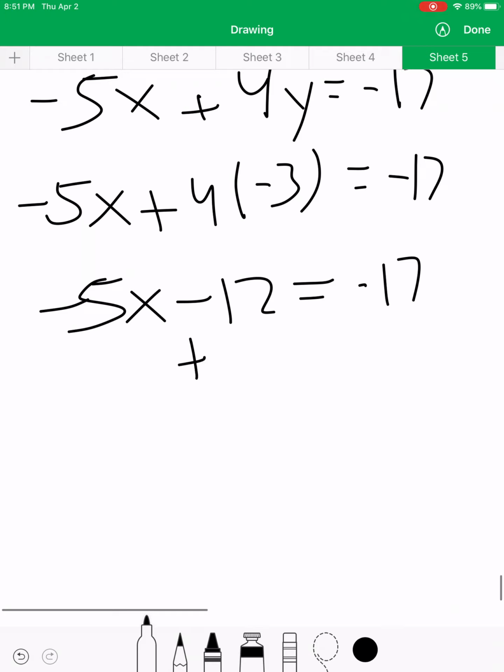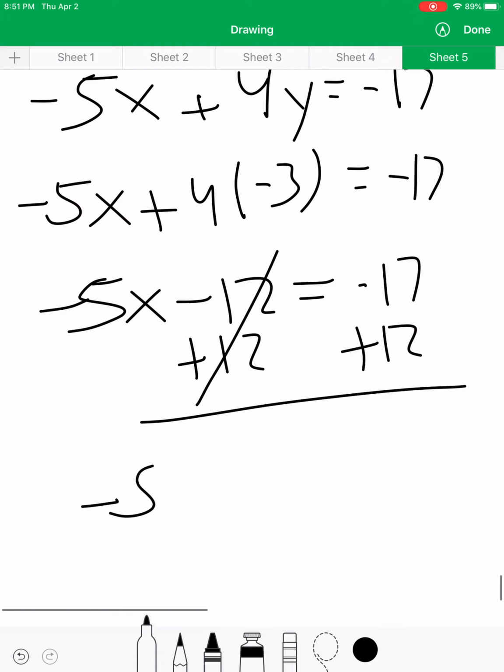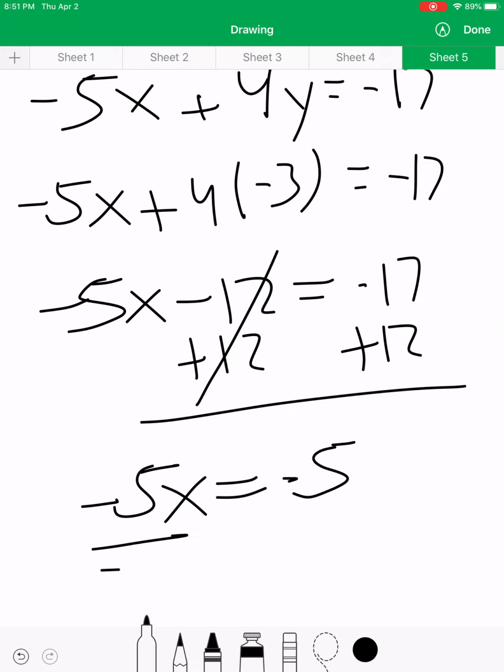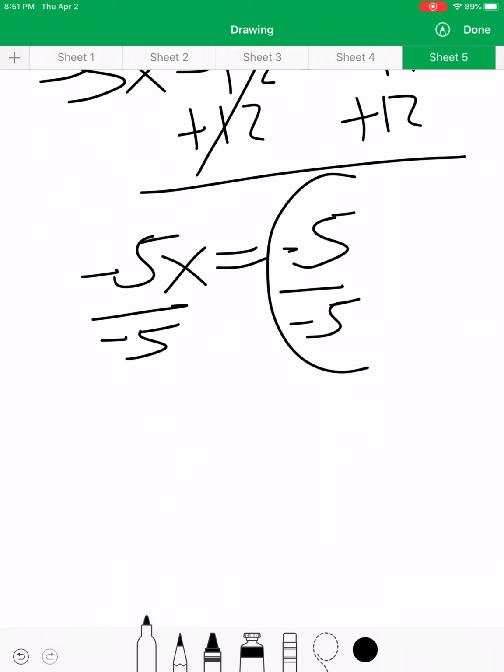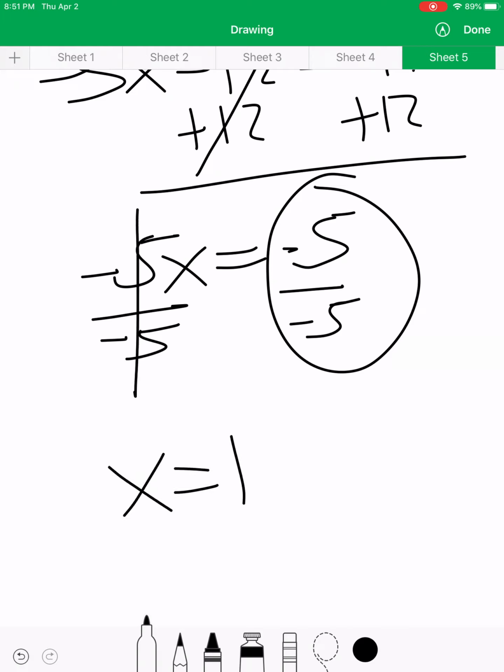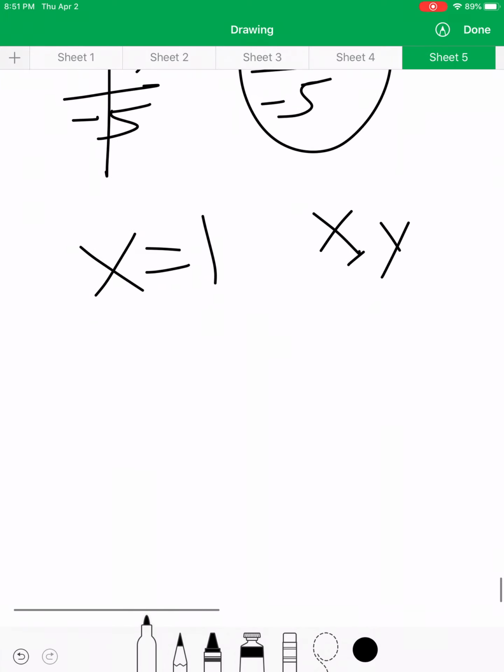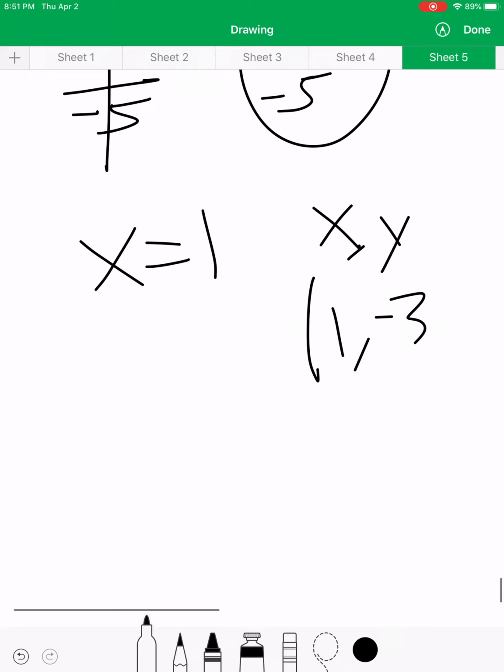All right, move the number by doing the opposite. So plus 12, plus 12. These guys go away. Negative 5x equals negative 17 plus 12 is negative 5. Divide by negative 5. Divide by negative 5. I have a negative divided by a negative. Two negatives, an even amount of negatives, makes a positive answer. So x equals positive 1. Remember, I always write an x, y ordered pair. Y was negative 3. So my ordered pair is 1, negative 3 for number 16.